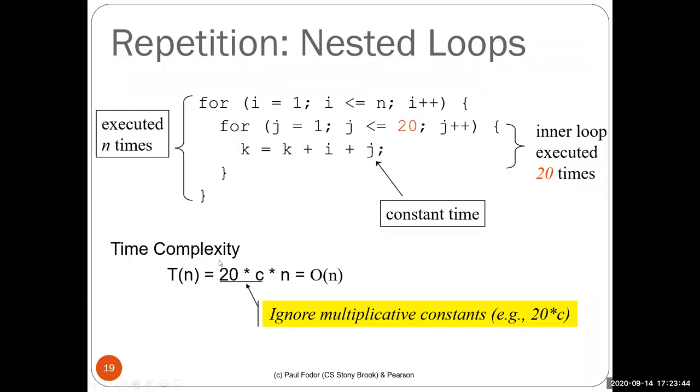So if we want the time complexity, it will be 20 multiplied with the constant c for the inner block, everything multiplied with n, because we repeat this inner for loop for every n. But this is 20c multiplied with n. 20c is a constant, so again it can be ignored, because really the growth rate is a linear growth rate. If we double the size of the input, the execution time doubles. So this is a constant that doesn't play any role in the growth rate. So again, it's O of n.